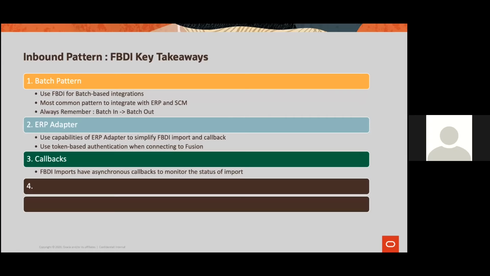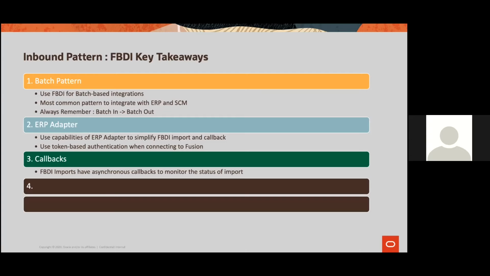The reason is, we have seen some anti-patterns with customers and partners, where they get a batch file, loop through the individual records in the file, and then call REST APIs on ERP and SCM. There can be exceptions, but generally that qualifies as an anti-pattern. So always remember, if your source is generating a file in a batch pattern, you would most likely use FBDI to get the data into Oracle ERP.